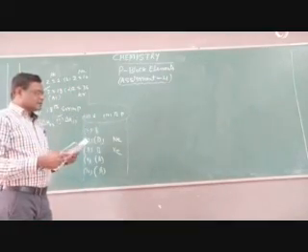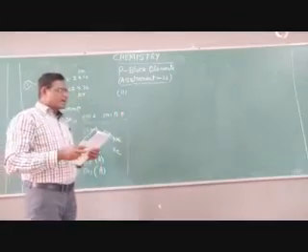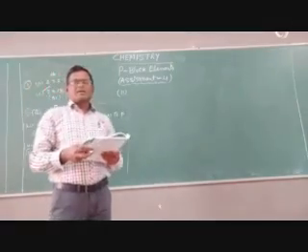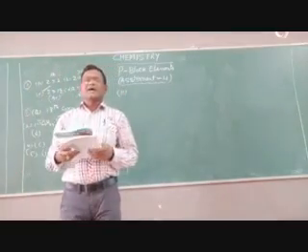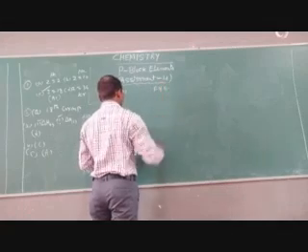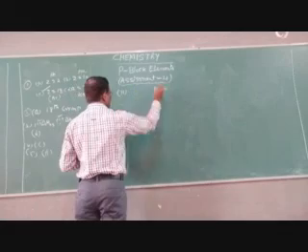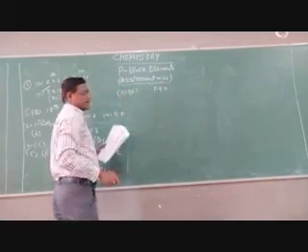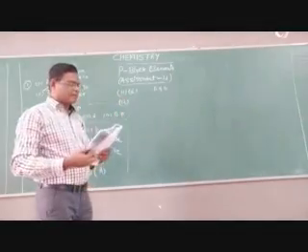Next children. Question number 11. Xenon combines with which of the following elements? Here xenon generally combines with highly electronegative elements. In the periodic table, which are the highly electronegative elements? Fluorine and oxygen. So as per the options, both fluorine and oxygen are there. That's why option D is correct, children. So for 11 you can choose option D.